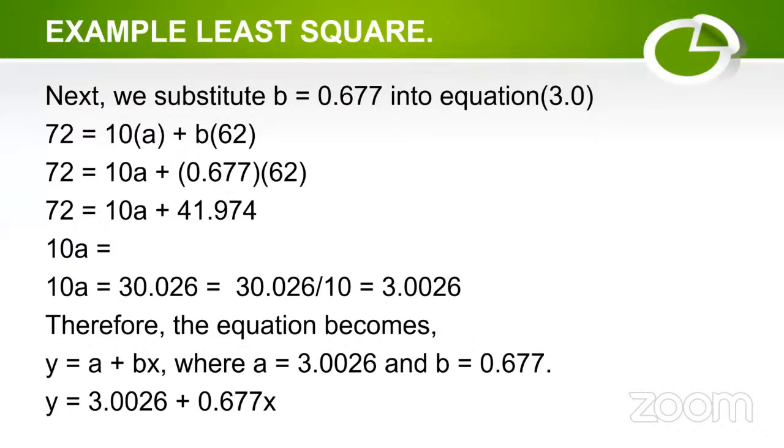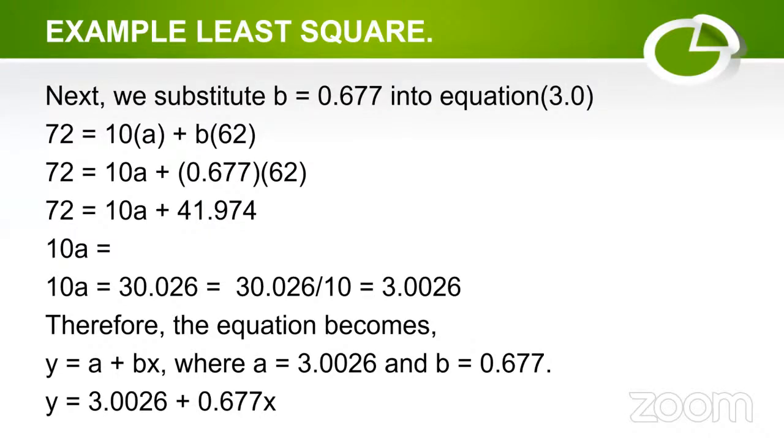3.0026. Now we know we have our least square line equation to be y equals a plus bx. Here we are able to derive the value of our a to be 3.0026 and our b to be 0.677. Substituting those values into our least square line equation, our y is now giving us 3.0026 plus 0.677x.